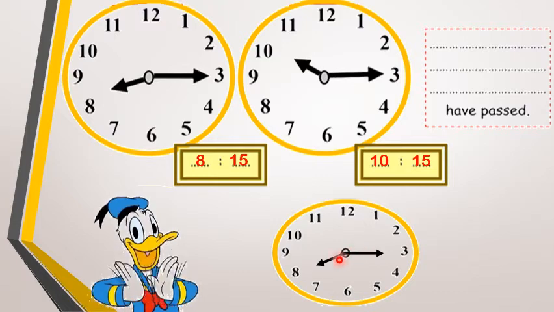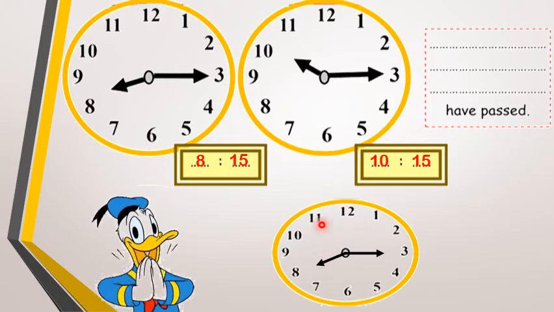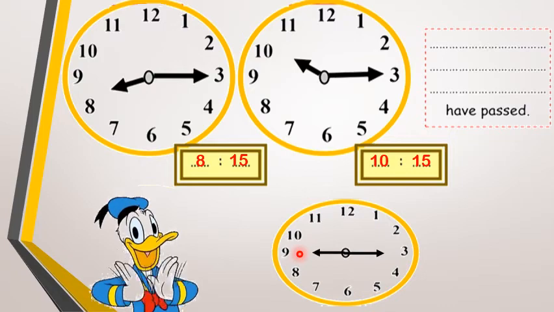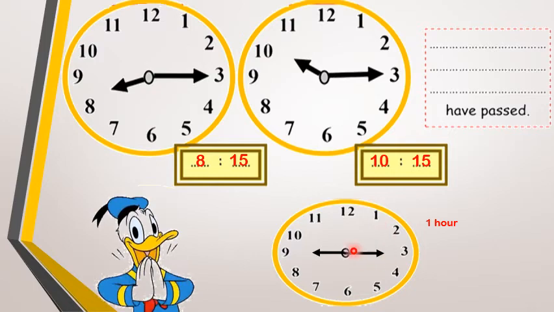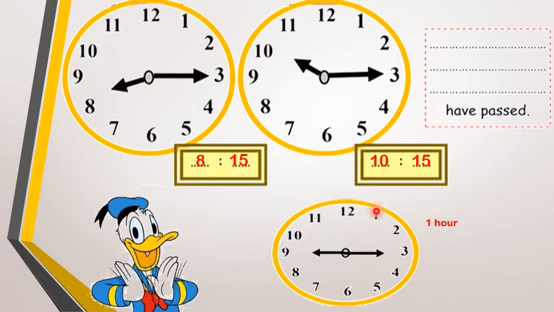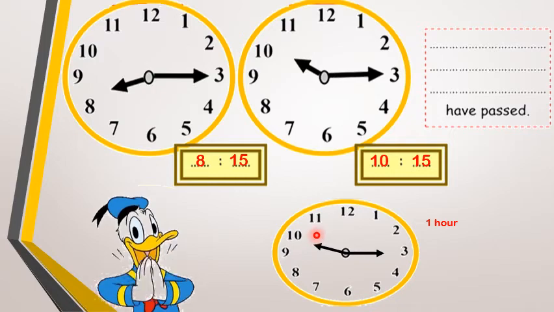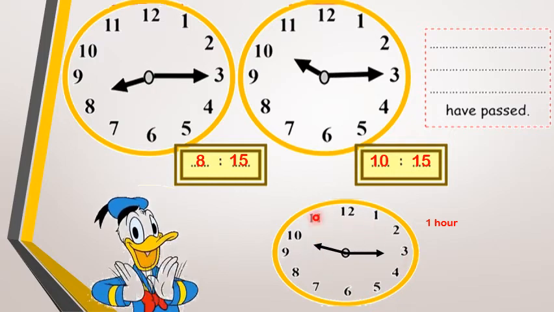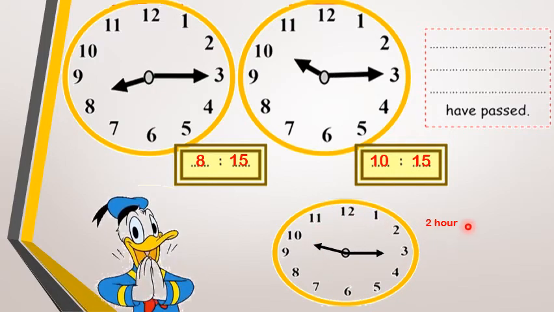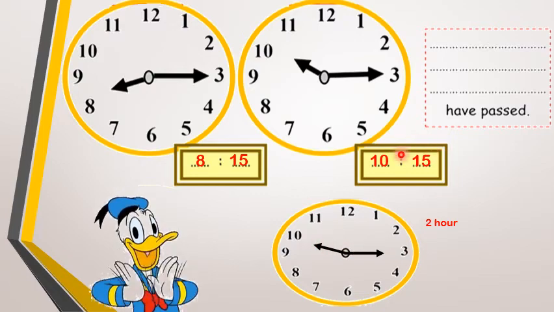If this short arm moves one more circle, it's on 9. So it means it moved a whole circle, it's 1 hour. If the short arm moves a whole circle again, it's on 10. That means it moved another whole circle, so it's 2 hours. So now it's 10:15, so the time that has passed is 2 hours.